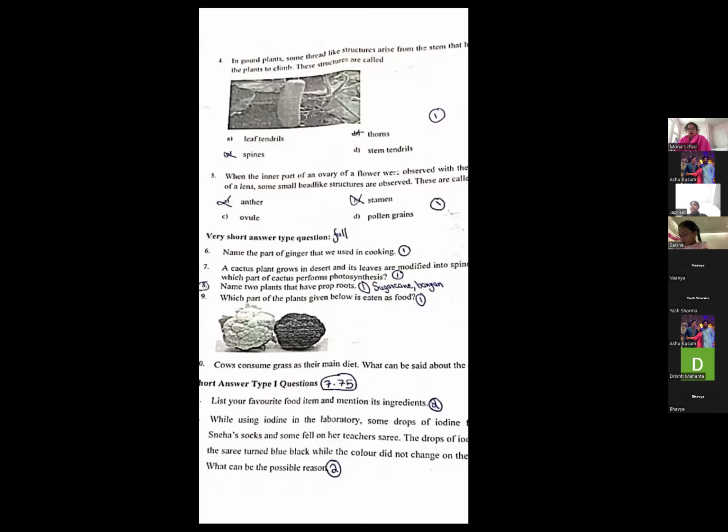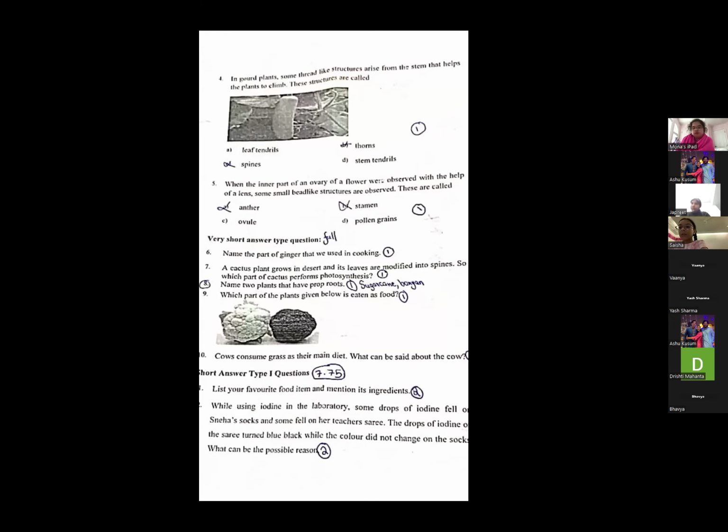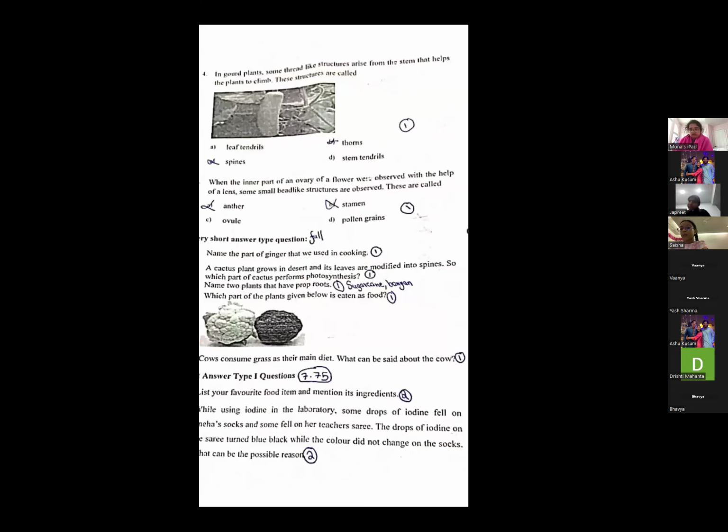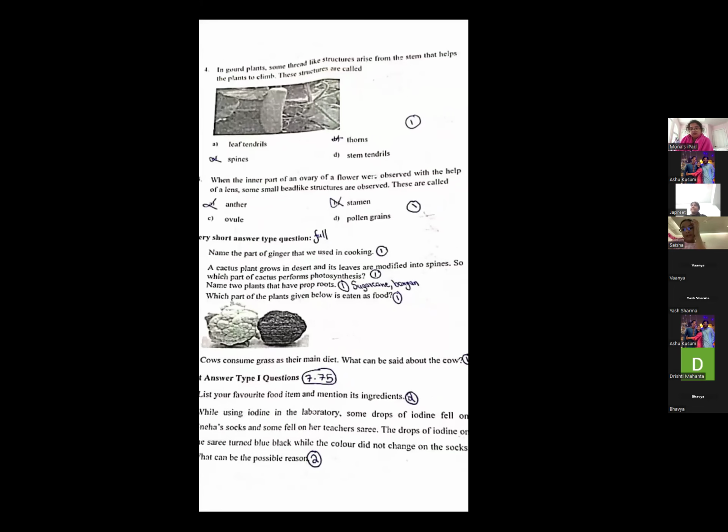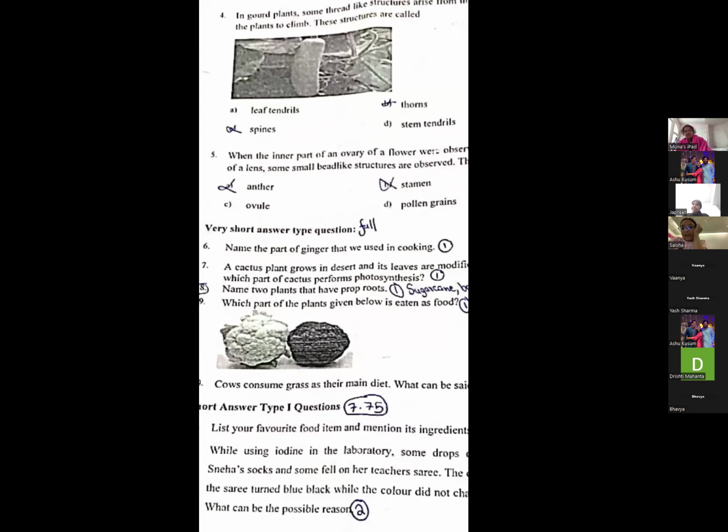This time, just try to remember. Second question, you see, a cactus plant. This I think you'll be able to answer. A cactus plant grows in the desert and its leaves are modified into spines. So which part of the cactus performs photosynthesis? The stem? Yeah, stem. Yes. Next easy question.